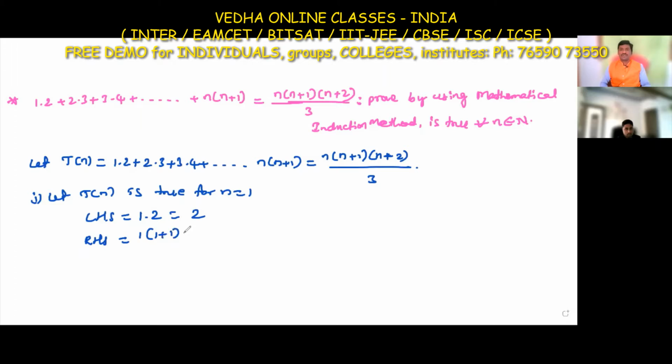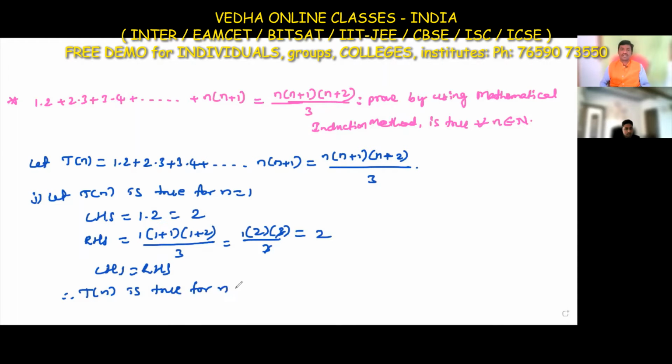1 into (1 plus 1) into (1 plus 2), divided by 3. This is equal to 1 into 2 into 3 divided by 3. We can cancel the 3 and 3, so 1 into 2 is 2. Are we getting the same LHS and RHS? Yes. So here LHS is equal to RHS. Therefore, T of n is true for n is equal to 1.